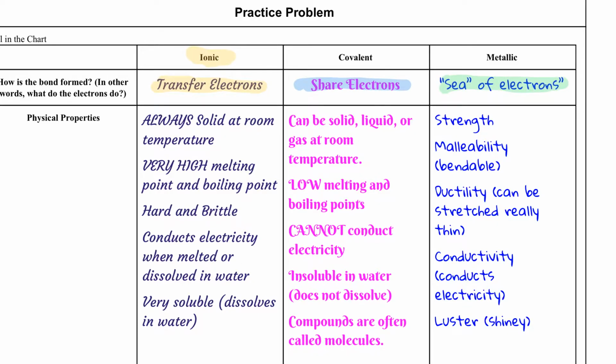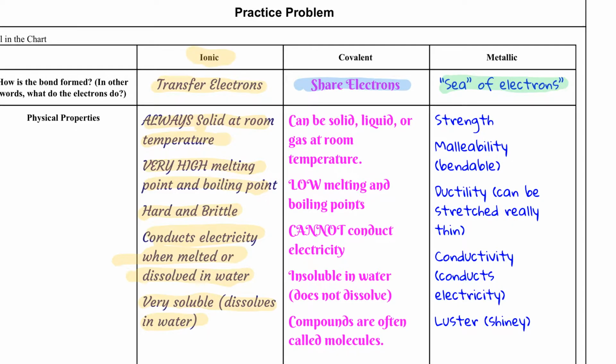So the electrons are able to move freely about the structure, and they aren't required to be tied down to one specific proton or one specific nucleus. So the physical properties of ionic bonds is that they are always solid at room temperature. They have very high melting points and boiling points. They are hard and brittle. They conduct electricity only when melted or dissolved in water. And they're very soluble, which means that they dissolve in water.